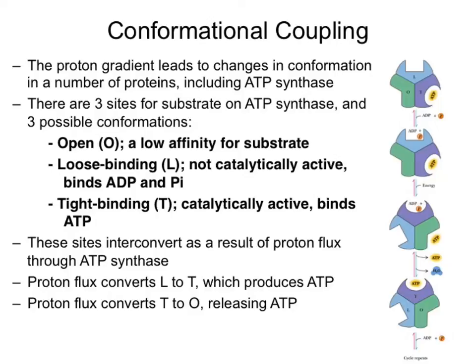The loose binding site will bind ADP and phosphate. Those need to come in and interact. And that's when it's not catalytically active. All that's really happening is we've now bonded ADP and phosphate. They're put into the enzyme so that we can now put the pieces together.